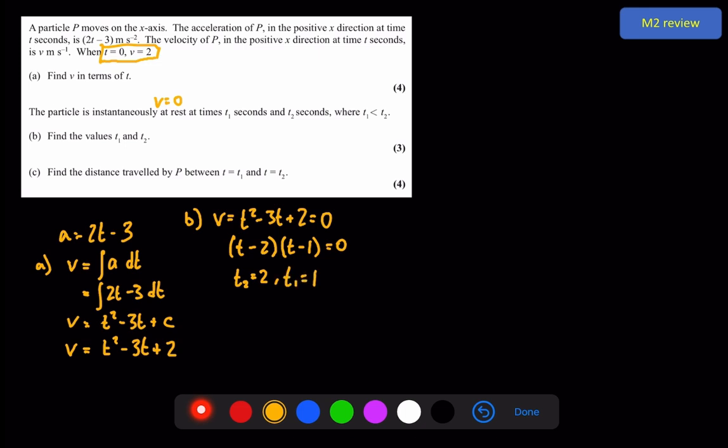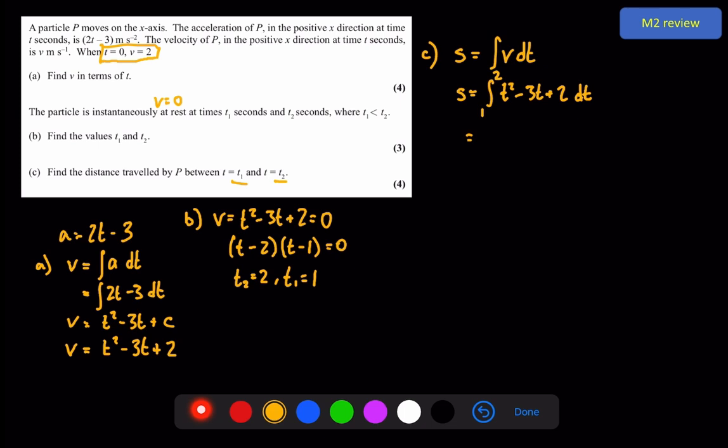Part C, find the distance travelled between t1 and t2. Part C, we're now using displacement, and you can use x or you can use s. These are the two common variables to use for displacement. I will use s. And that is equal to the integral of v dt, where v is a function of time. So s is equal to the integral of t squared minus 3t plus 2 dt. And I'm not going to find a constant of integration because we're going between t1 and t2, so instead I can use the limits here, 1 and 2.